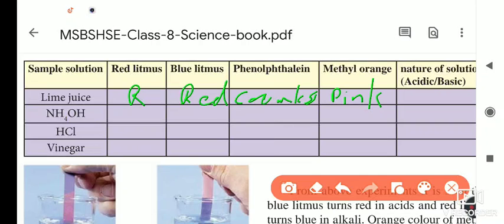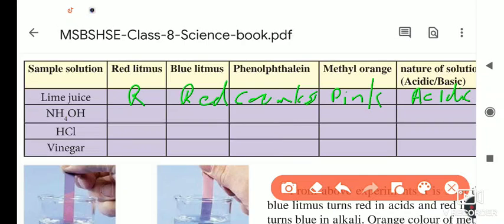As you know, I told you the methyl orange color is orange only. Lime juice, you saw, is colorless, and when we add methyl orange into the lime juice, its color changes to pink. From this observation we have to write that the nature of the solution is acidic. Actually we have to do this activity in the lab and then write the answer, but now I am just teaching you online, that's why I told you how it is.